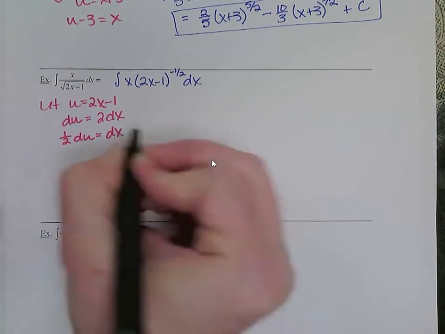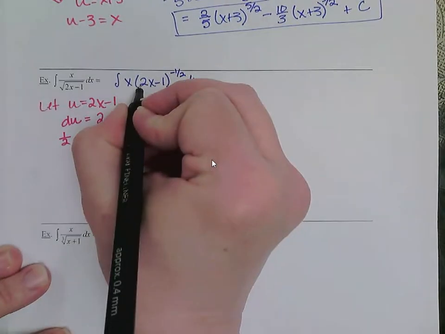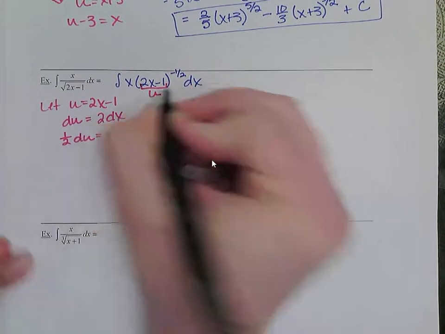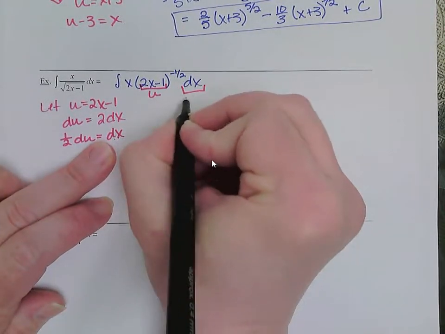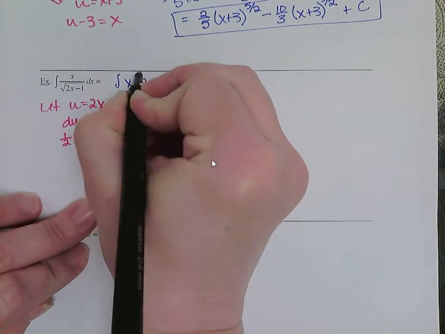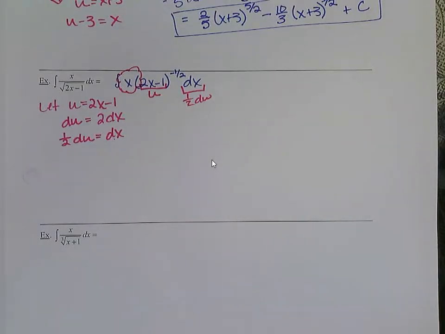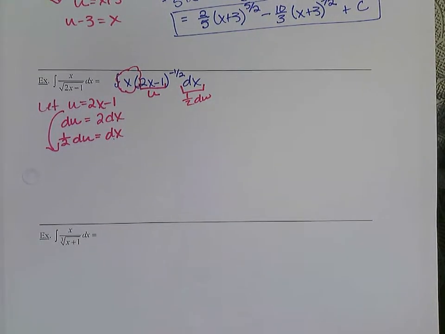Okay. So then if we look at our integral, this is u. So we got u to the -1/2. dx is 1/2 du. But we got that extra x. So how did y'all handle that? Okay, so we'll take that u equals 2x minus 1 and solve it for x, and then we'll have a function of u that we could plug in for x.